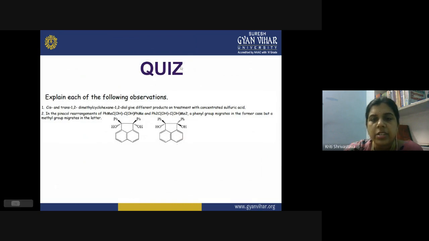So this is a question from today's quiz. For each of the following observations, you have to explain the observation. Like the cis and trans 1,2-dimethylcyclohexane-1,2-diol give different products on treatment with concentrated sulfuric acid. So why are these two types of products formed? Then in the pinacol rearrangement of this compound, a phenyl group migrates in the former case, but a methyl group migrates in the latter case. We have to explain it.